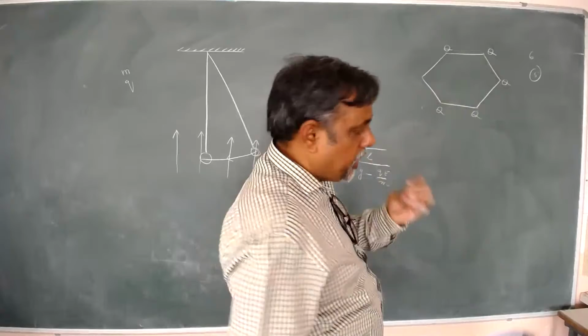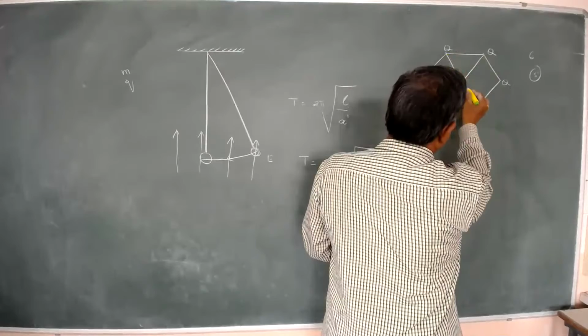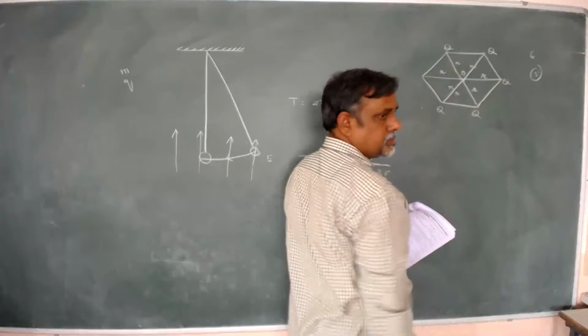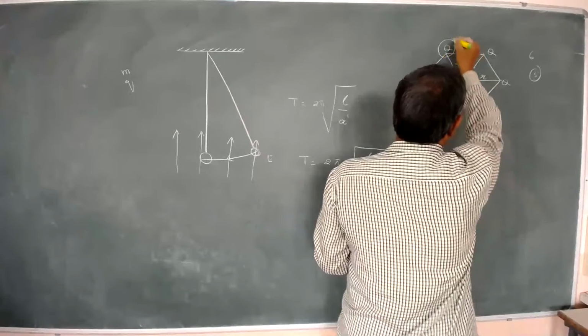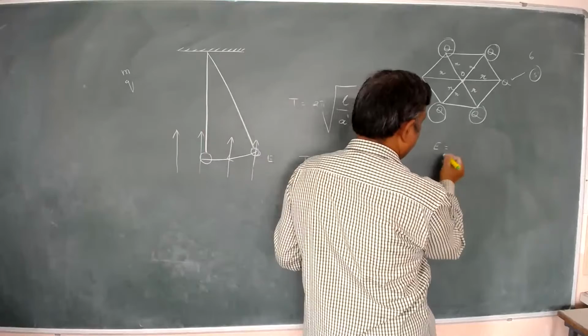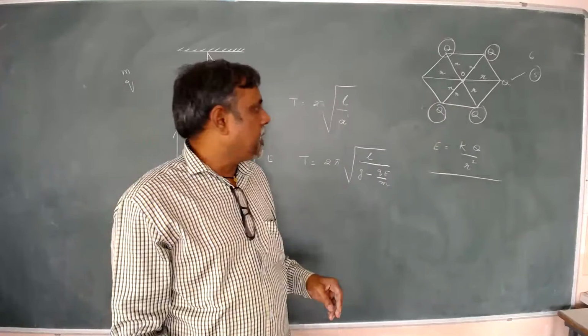What else is given here? The field at the center is asked. So this is the center, and this is the distance r. The electric field due to this and this will get cancelled out. The electric field due to this and this will get cancelled out. This one remains. So the electric field in this case is 1 by 4 pi epsilon naught, which is the constant k, into q by r squared. So k q by r squared will be the intensity of the electric field at the center.